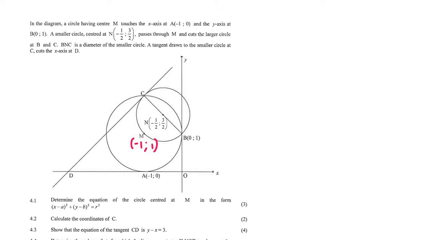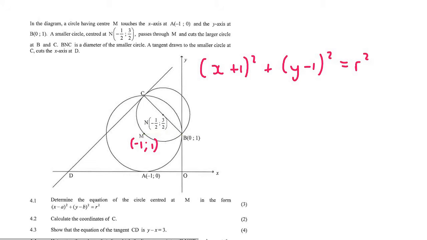And so now we can start getting the equation of the circle. We can say (x plus 1) squared plus (y minus 1) squared equals r squared. Now the radius is also very easy. We know that this length is 1. You could also do it like this if you wanted to. So the radius is just going to be 1, and 1 squared is just 1. So we can say (x plus 1) squared plus (y minus 1) squared equals 1.